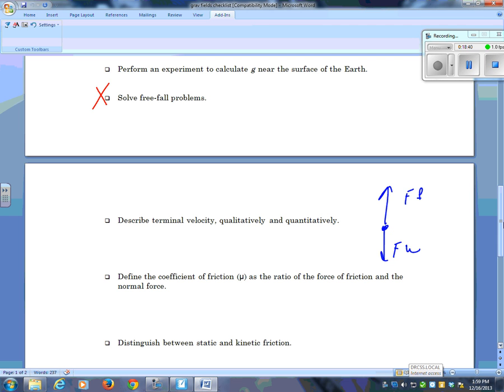Can you define the coefficient of friction as the ratio of force of friction and the normal force? Do you know that mu equals Ff over Fn? And do you understand that mu remains the same, and if the weight increases and the normal force increases, then therefore the friction force must also increase? It's not a regular M, it's a U.